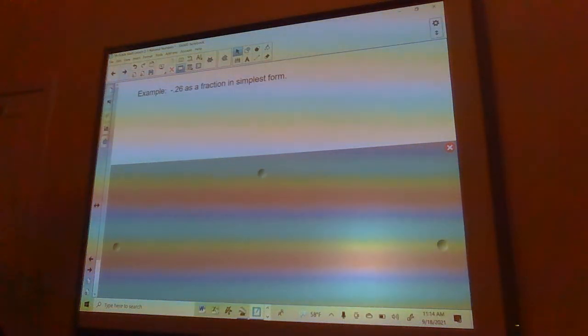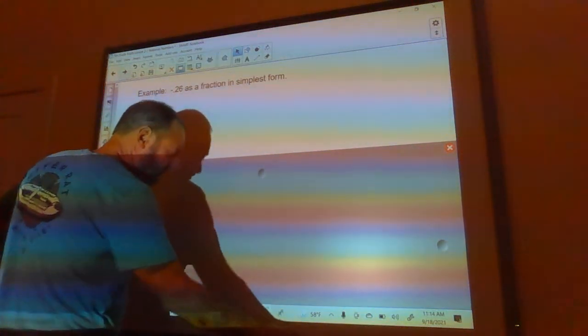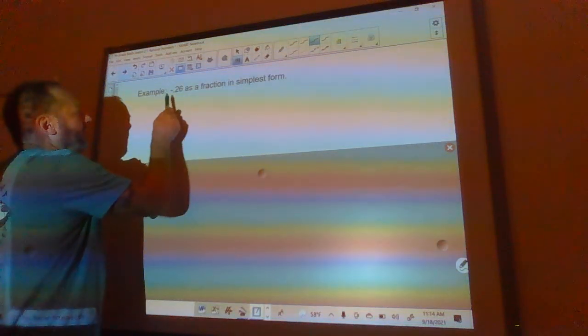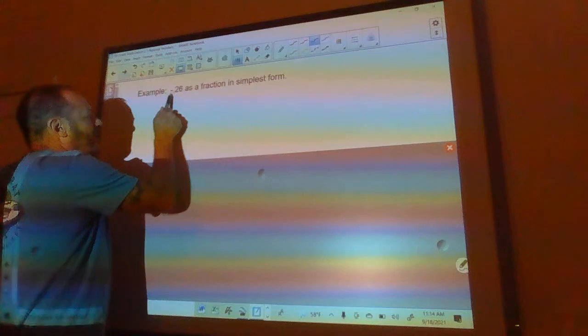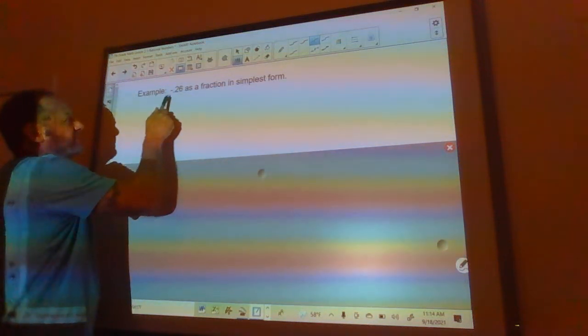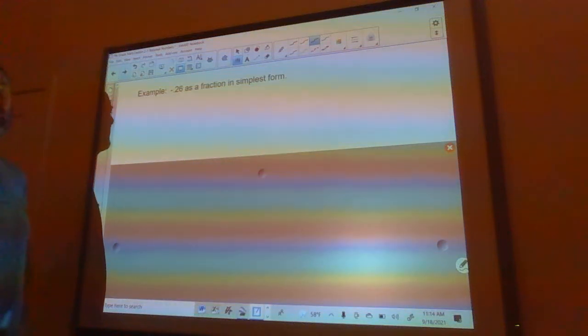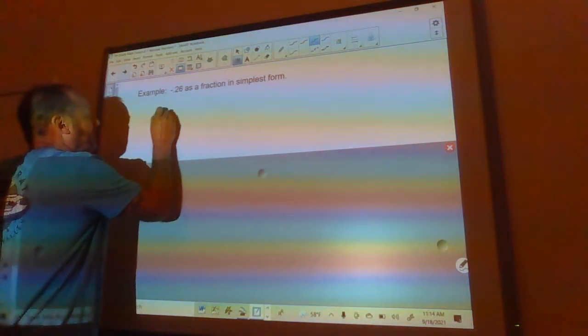Okay, write -0.26 as a fraction in simplest form. Okay, so on this one, you got to know your column. So this is the tenths column, this is the hundredths column, right? So if you really read this properly, this is negative. It's not -0.26, it's -26/100ths.